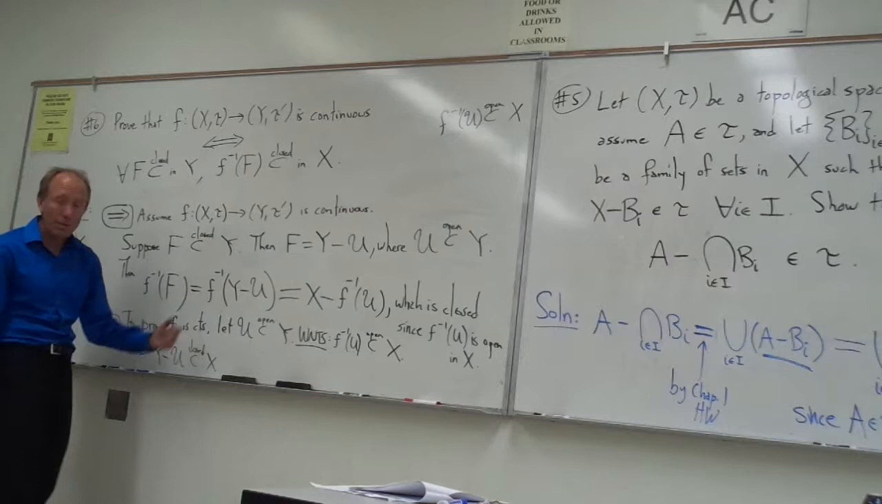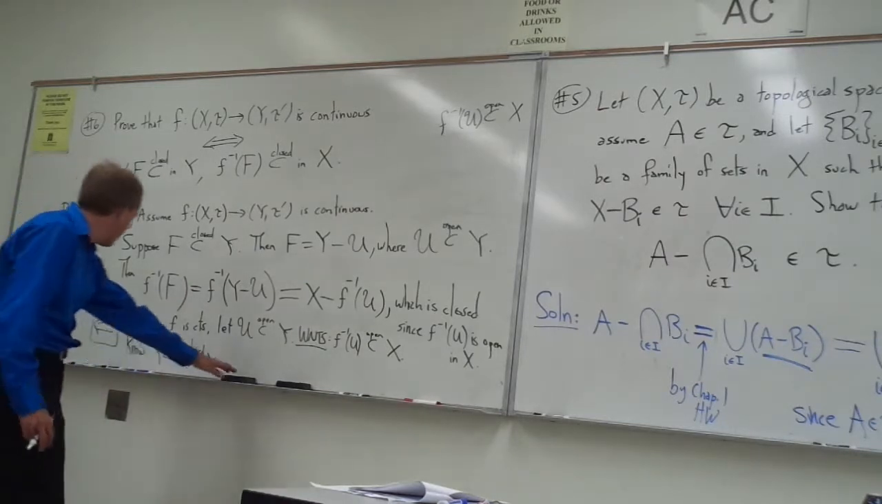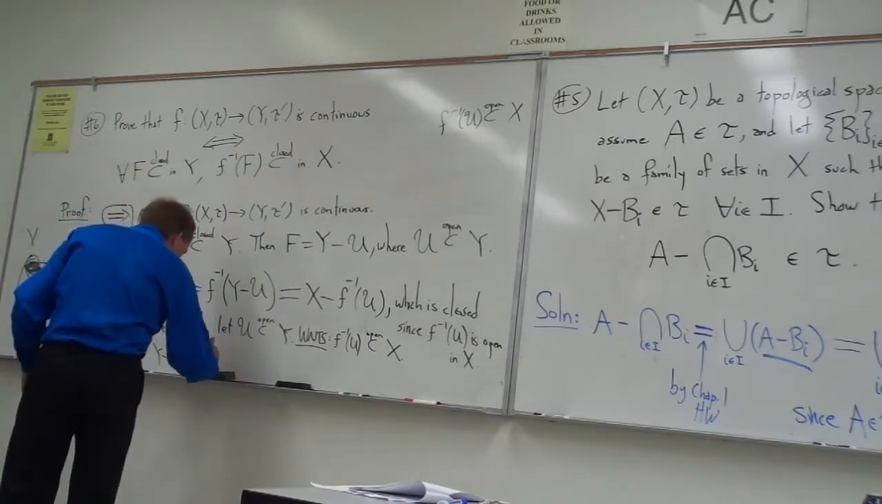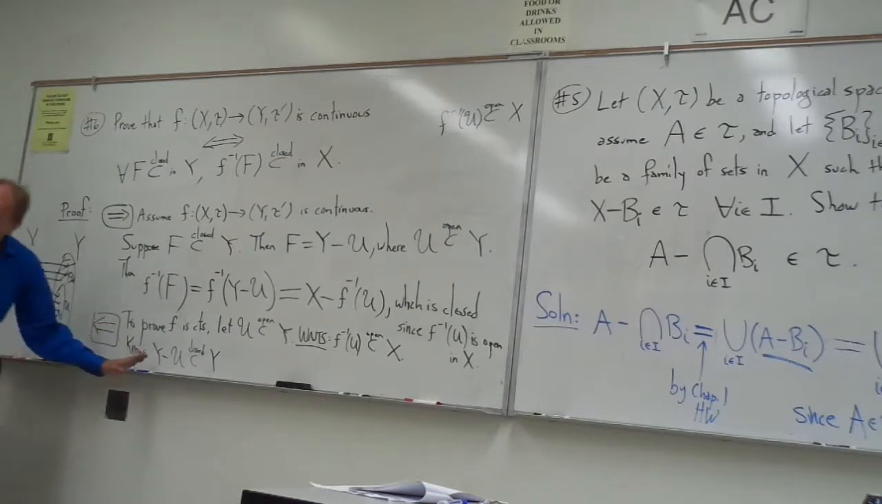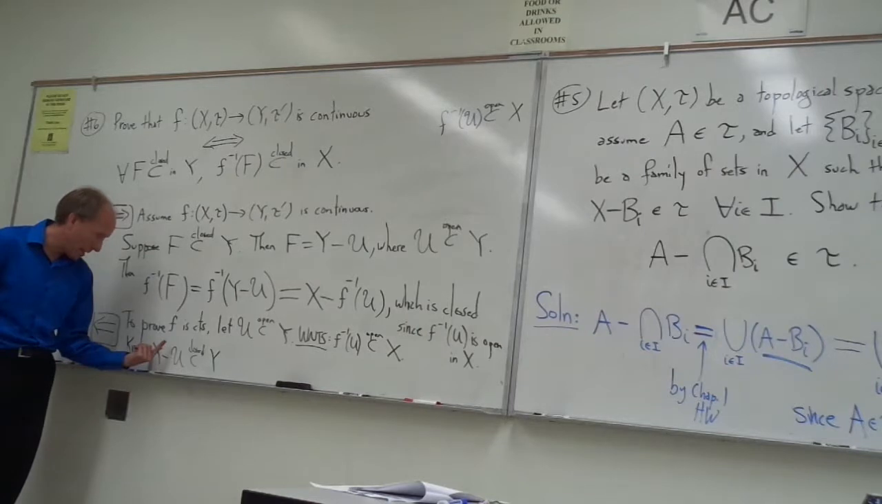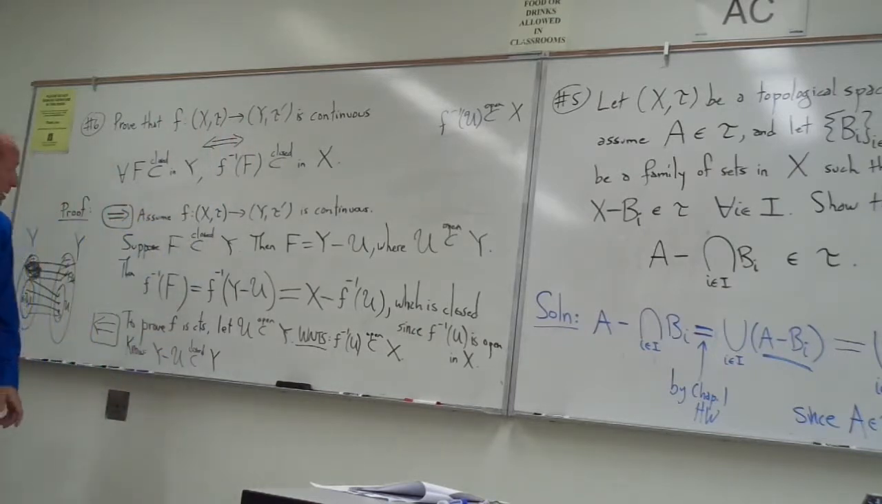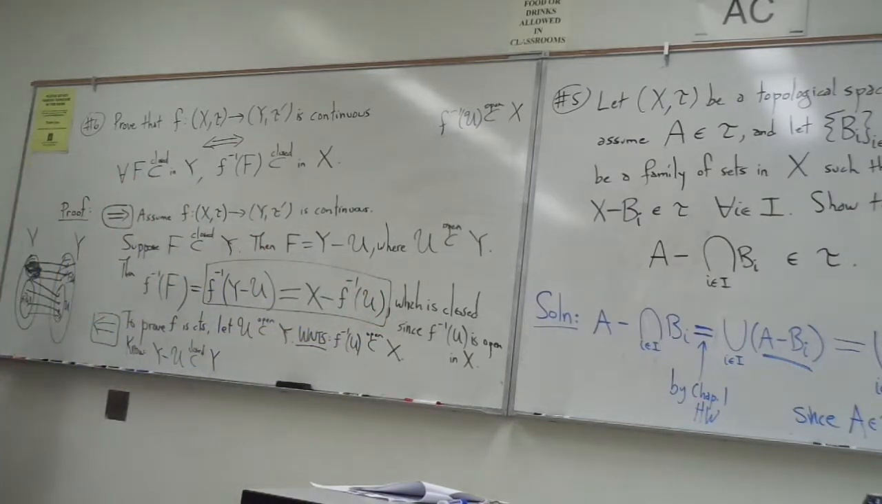Be closed in Y. It'd be closed in, oh, did I mess this up again? Sorry, this is closed in Y again. I made the same mistake. Right, so Y minus U is closed in Y. So I'm going to take the preimage of it, and by assumption, that will be closed in X. And then I'm just going to use this again to finish the proof.